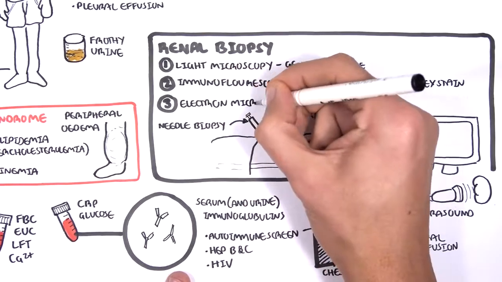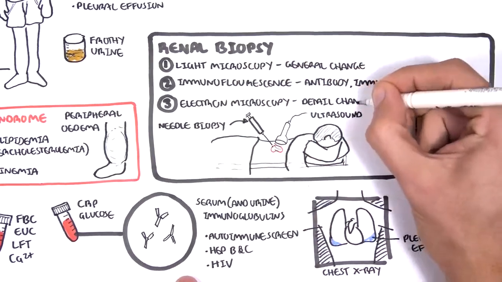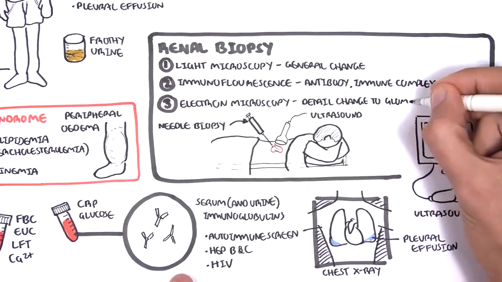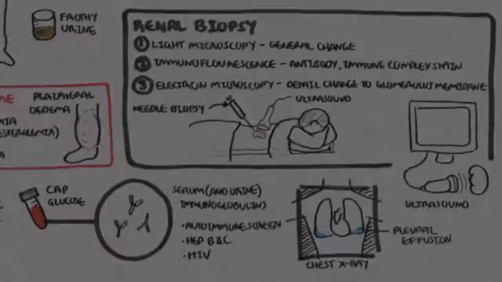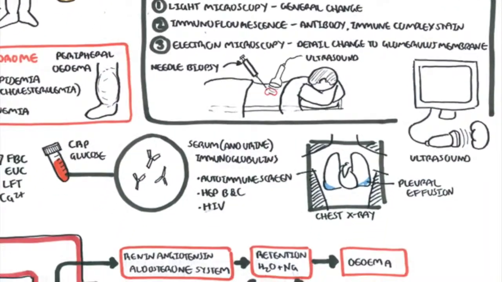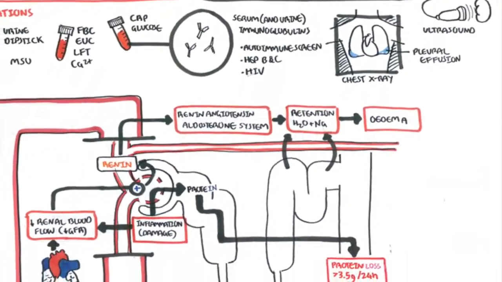Number 3, finally, there is electron microscopy, which looks at the detailed architecture of the glomerulus, specifically the membrane of the glomerulus, where the problems might be occurring. Finally, the management of nephrotic syndrome depends on what the type is, and it won't be discussed in this video.